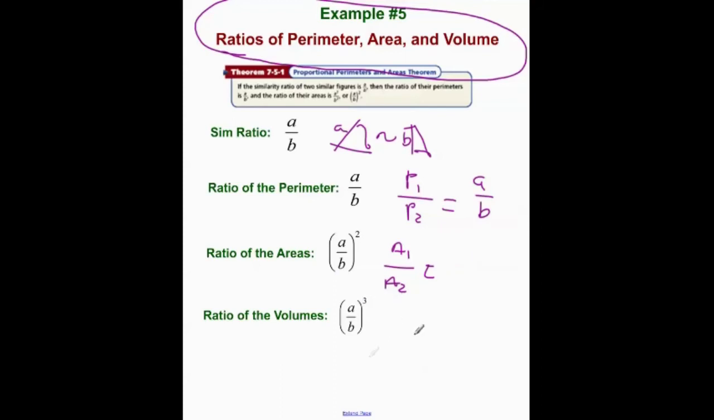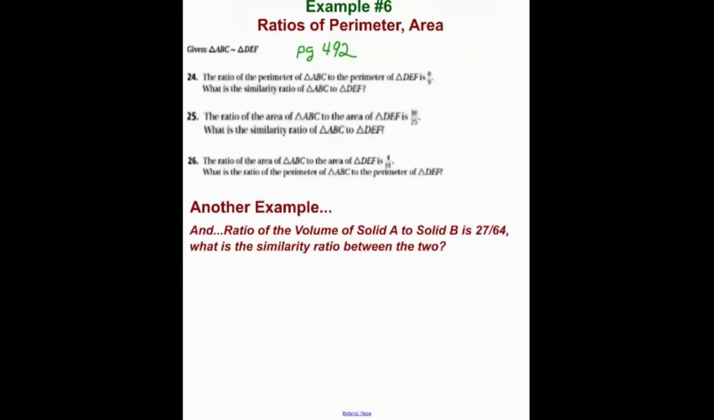And the ratio of volumes we're doing with solids here is going to be the ratio of the volume of 1 over the volume of 2, and that's going to be a over b cubed. Let's take a look at a couple examples. I got these out of the book because, again, there's no reason to recreate the wheel.